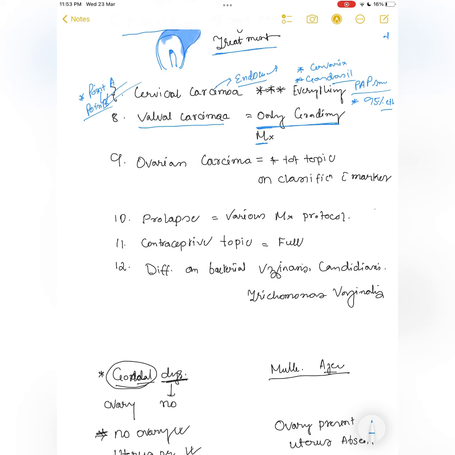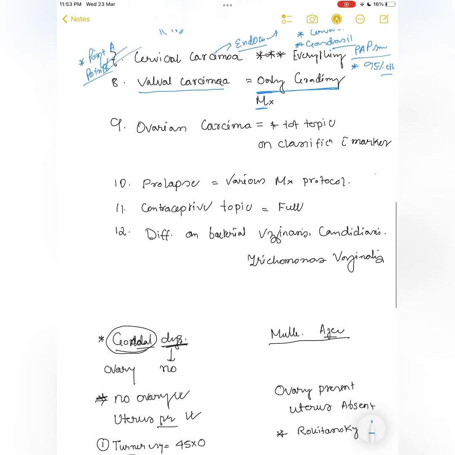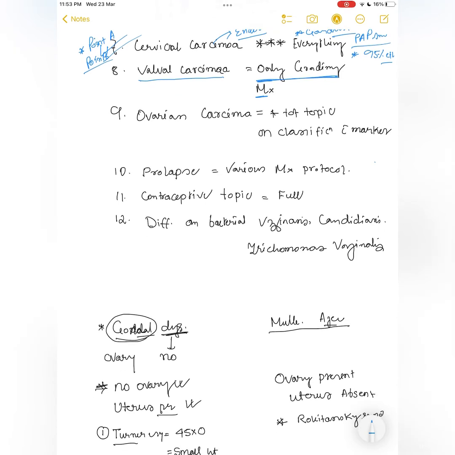And don't go very deep, just go through the basics. Next is a topic like ovarian carcinoma, and I will especially tell this in case of surgery. There is testicular carcinoma. Also in gynae there is ovarian carcinoma. It is a very scoring topic, and very simple questions are asked.